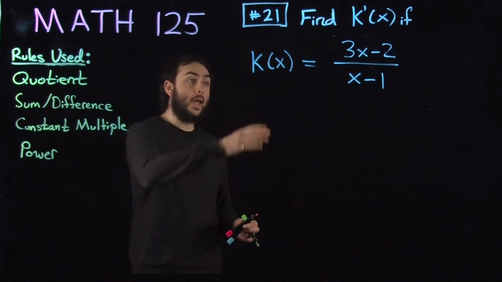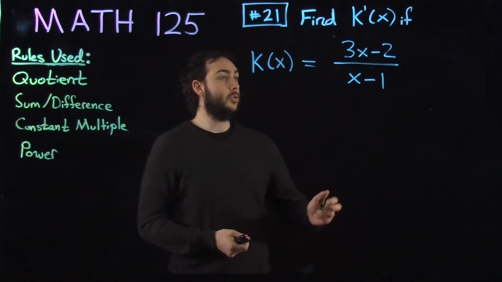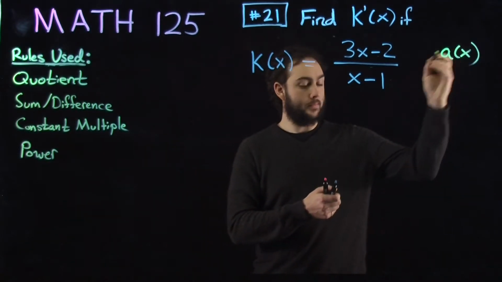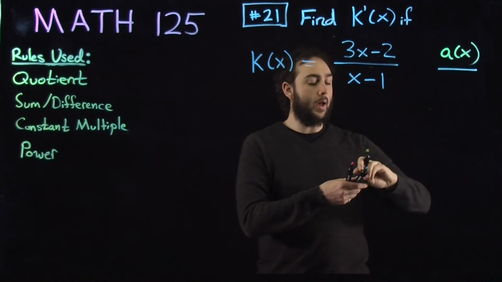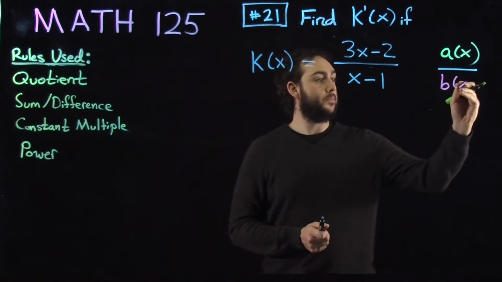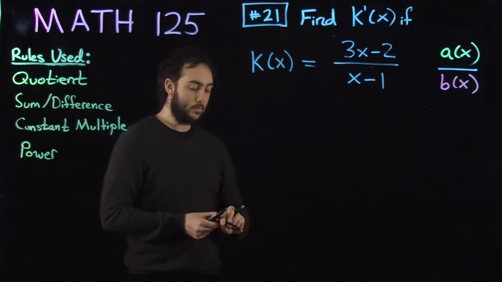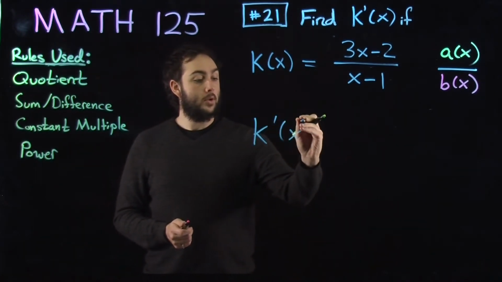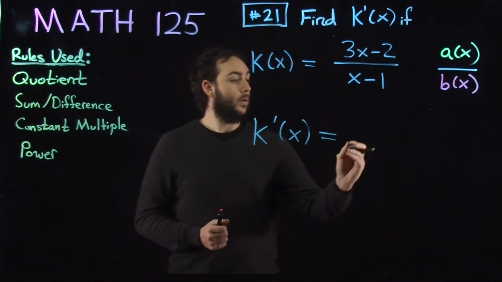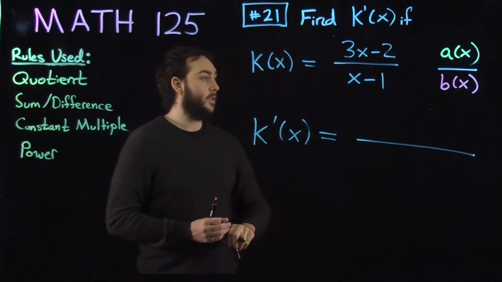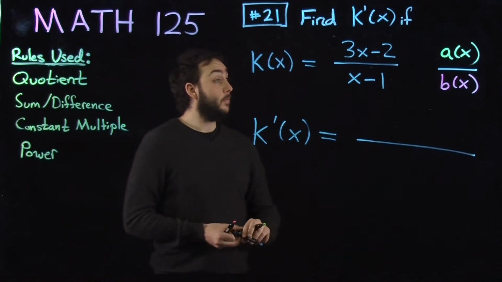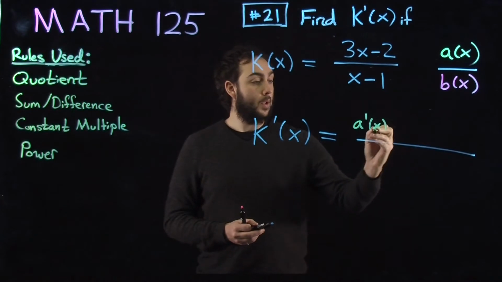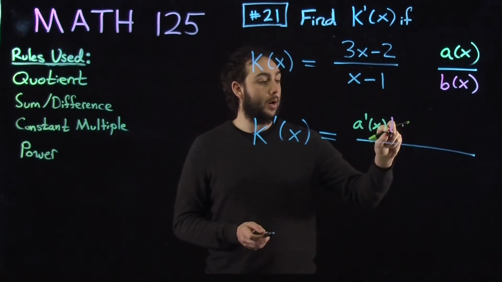So when we look at k, we see it is a quotient of two functions. I'm going to call the numerator a of x, and I'm going to call the denominator b of x. So, in general, the derivative of k will have us evaluate the following quotient. First, we take the derivative of a and multiply it by b unchanged.